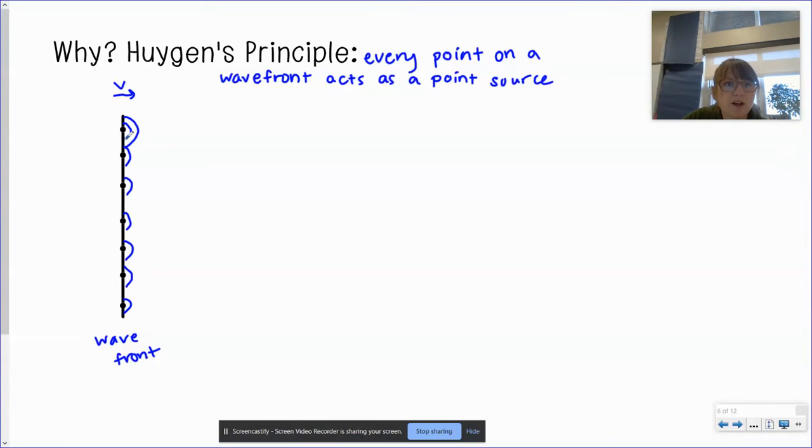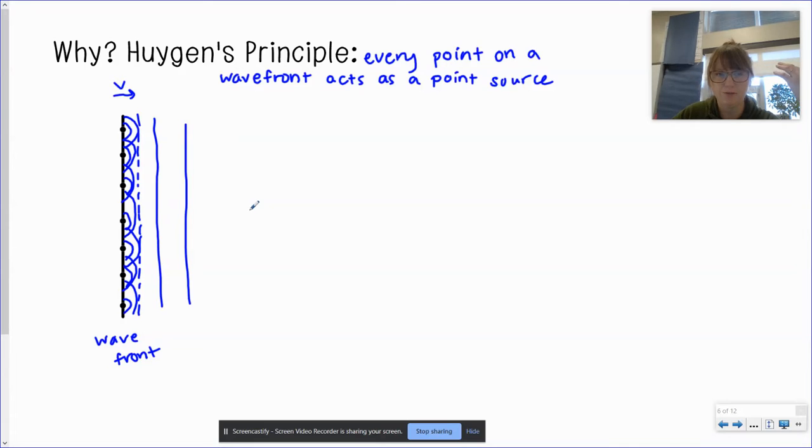And these wavelets are so close together that they constructively interfere to make a straight line. There are really, really close together points that are all generating their own wave, and through constructive interference they overlap in a way that makes our wave fronts appear linear.